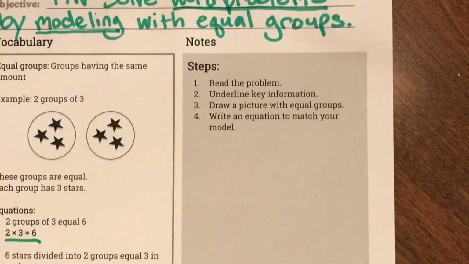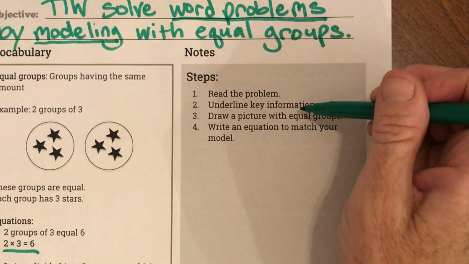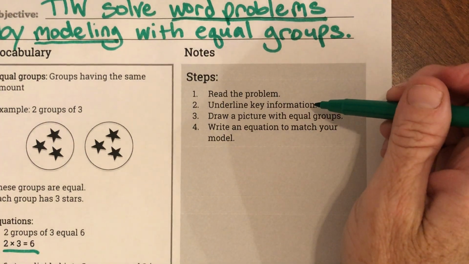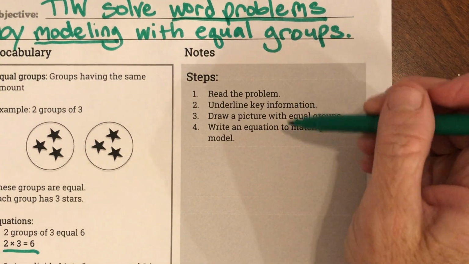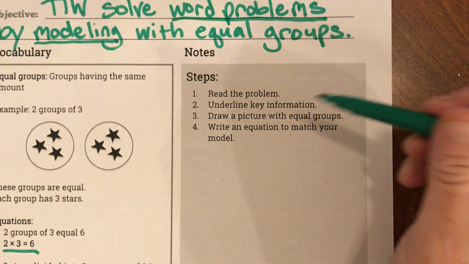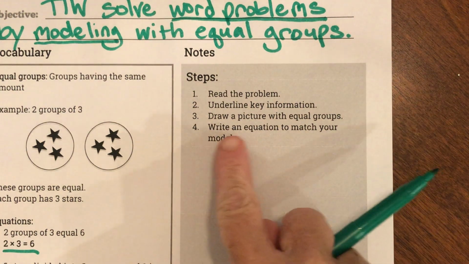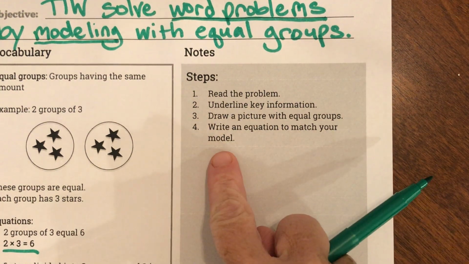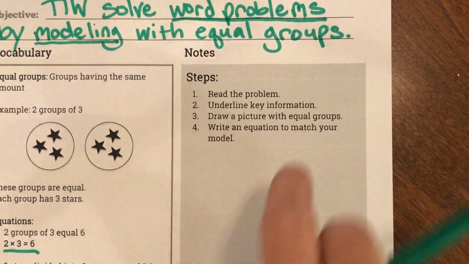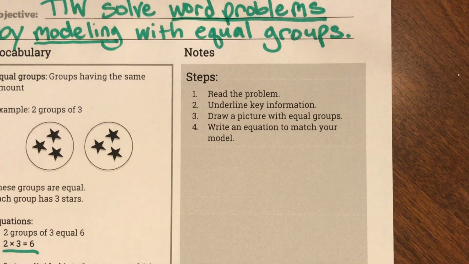Okay, so my steps today say I'm going to read the problem. I'm going to underline key information. Usually they're going to be keywords, but mostly they're going to be numbers. I'm going to draw a picture with equal groups, and then I'm going to write an equation to match my model. I might even sometimes write 2 equations if I want to include the inverse operation. Okay, so I'm going to get started on my first problem.